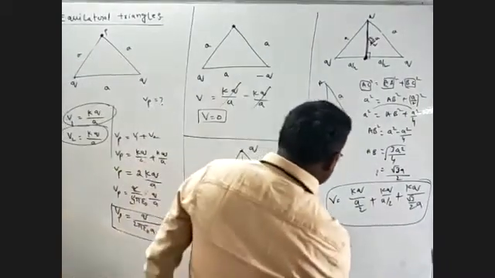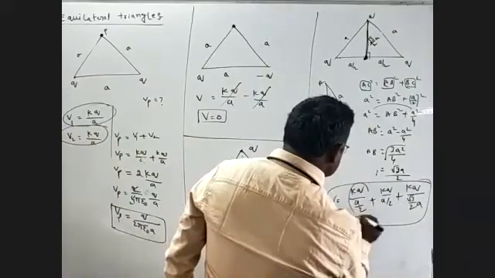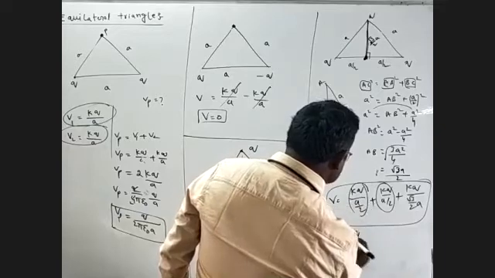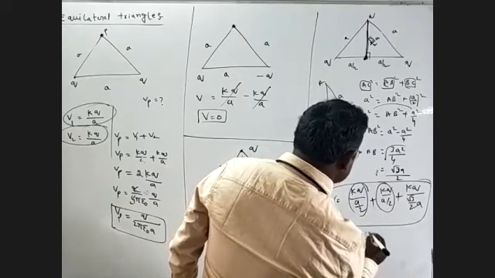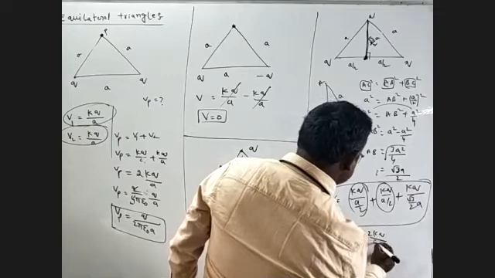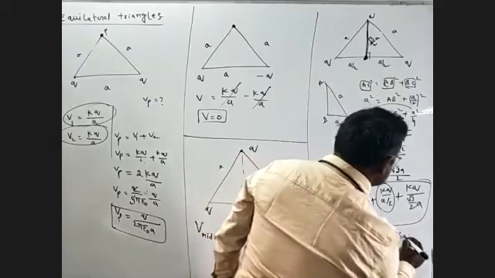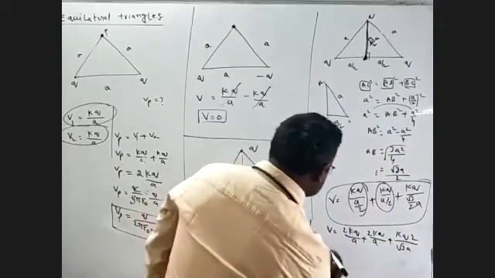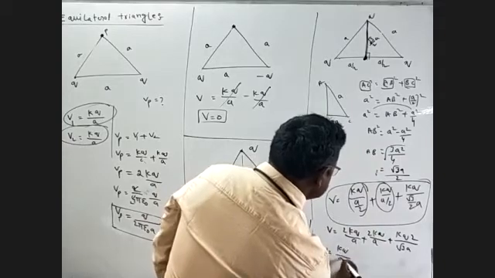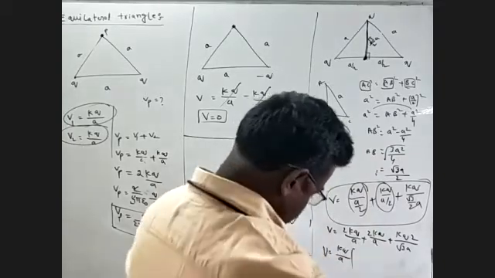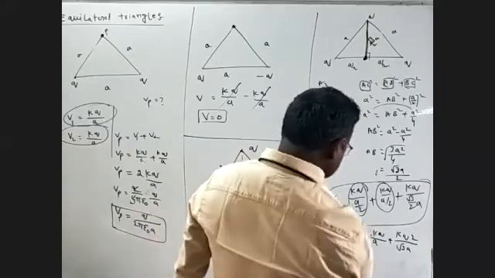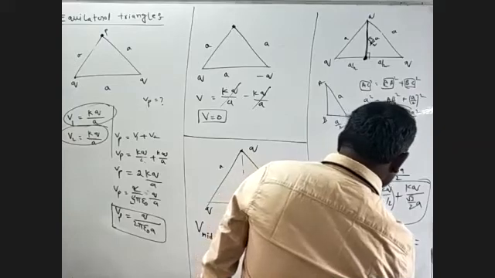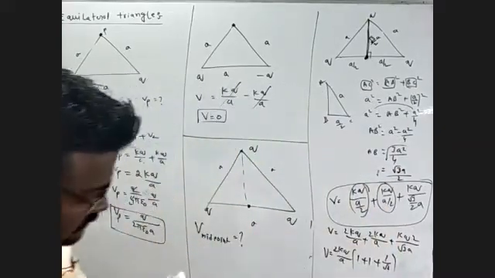Okay. So we are going to simplify. This value is kQ by (a/2) plus kQ by (a/2), plus kQ by (root 3 by 2)a. kQ by a is common. 2kQ by a is common. So, 1 plus 1 plus 1 by root 3.